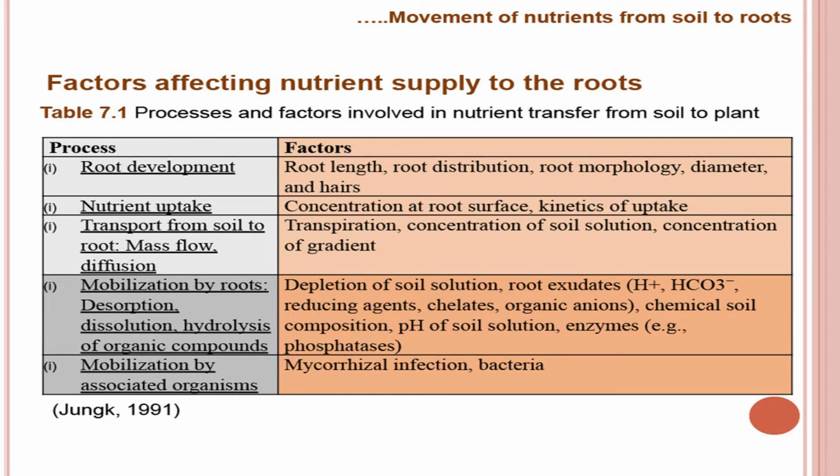Mobilization by roots: desorption, dissolution, hydrolysis of organic compounds, and depletion of soil solution. Root exudates contain hydrogen ion, bicarbonate ion, reducing agents, chelates and organic anions etc. Chemical soil composition, pH of soil solution, and enzymes, for example phosphatase etc., will all affect the mobilization of nutrients by the plant roots. Then there is mobilization by associated organisms, mycorrhizal infection and bacteria.